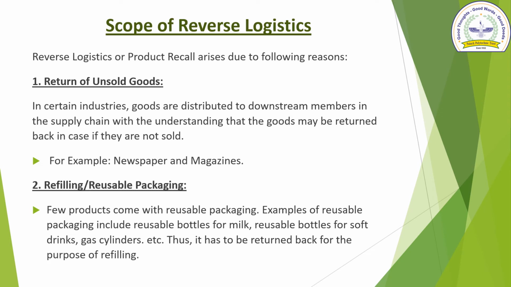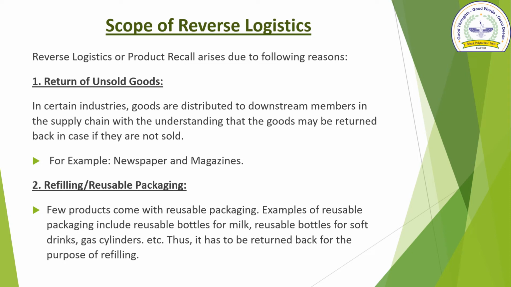Reverse logistics is also called product recall, and this might arise due to the following reasons. Number one, return of unsold goods. Many a times it happens that the goods are unsold by the retailer. Then there is an understanding between the retailer and the manufacturer that if the goods are not sold, then the retailer can return the unsold goods to the manufacturer. And such kind of return happens in case of newspapers or magazines.